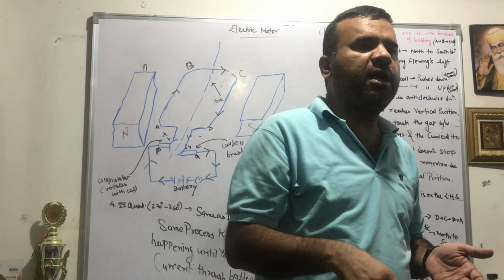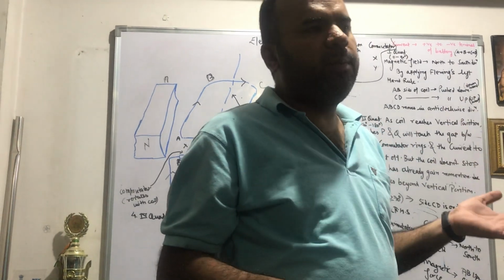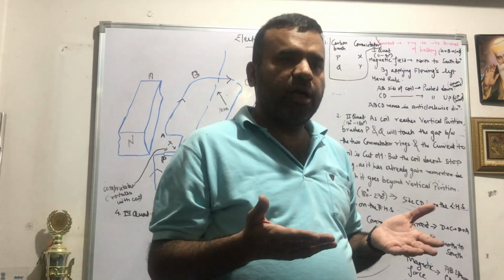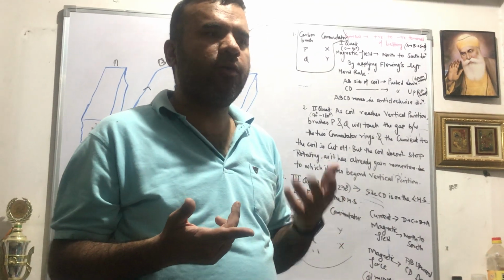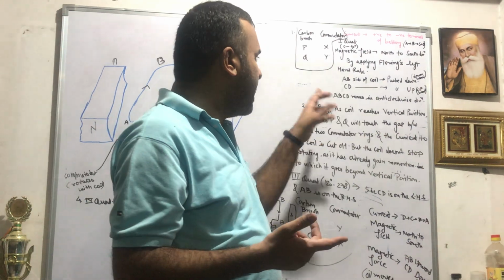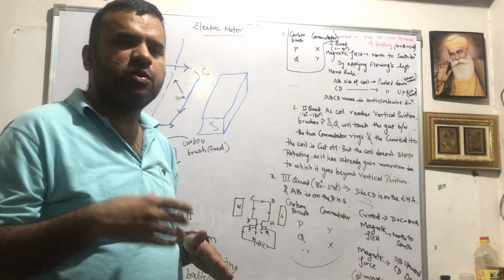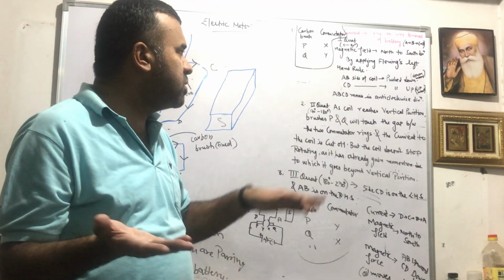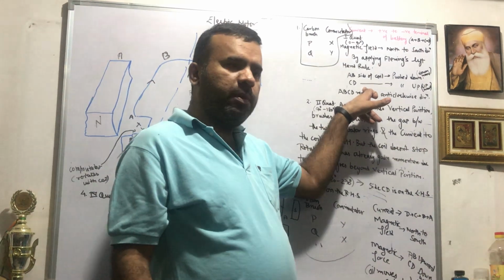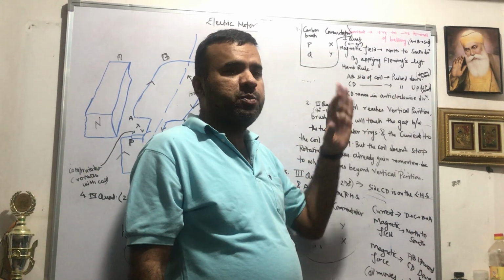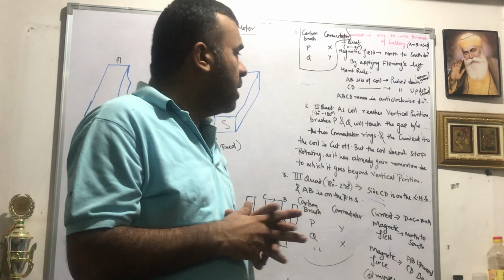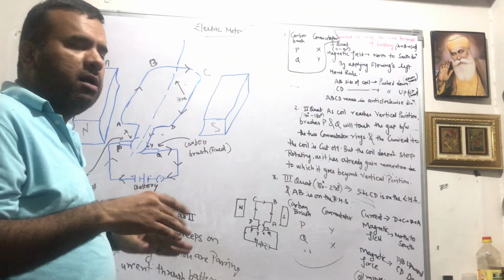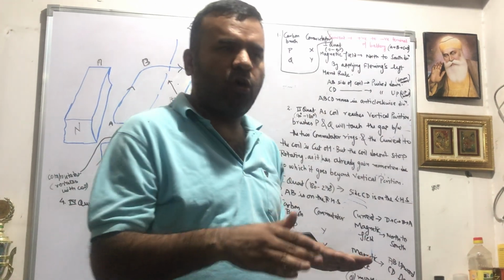You apply Fleming's left hand rule and you will be able to know in which direction the thumb is moving, because you know the thumb denotes the direction of magnetic force. So the direction in which the thumb is moving gives you the direction of magnetic force. With the help of that, you will know that the AB side is pushed down and CD will be pushed up. And you can say that ABCD is moving in anti-clockwise direction.